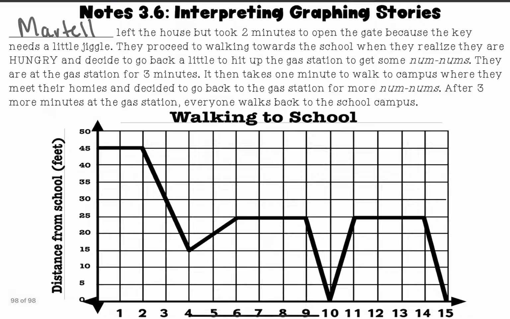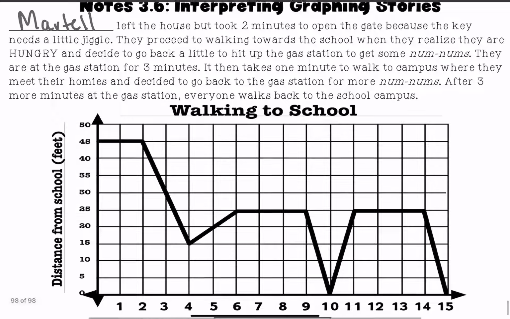So let me read this story, but also highlight what's happening in the graph. Martel left his house, but it took 2 minutes to get the gate open. He starts walking to campus, but realizes he's hungry, so he goes back to the gas station. He's at the gas station for 3 minutes. Then he comes to school, where he meets his friends. They go back to the gas station, they're there again for 3 minutes, and then they come back to school. So, that was the story in the graph.